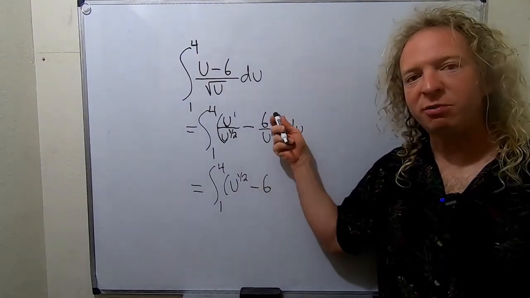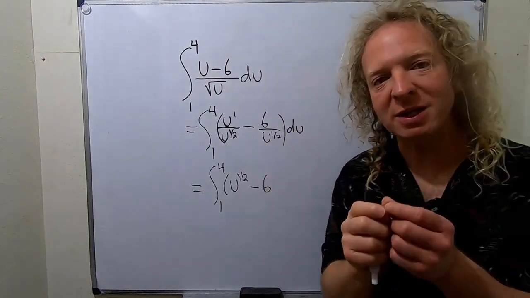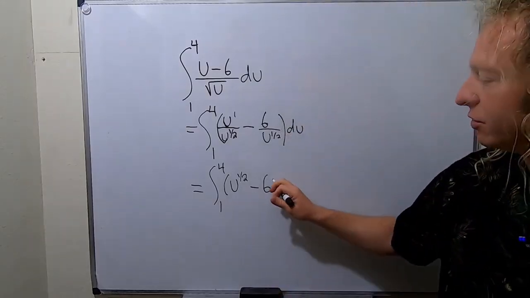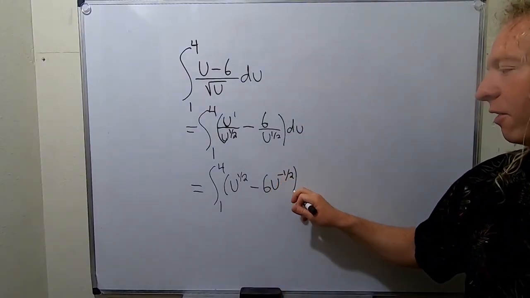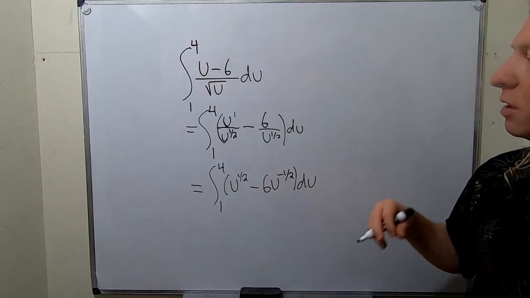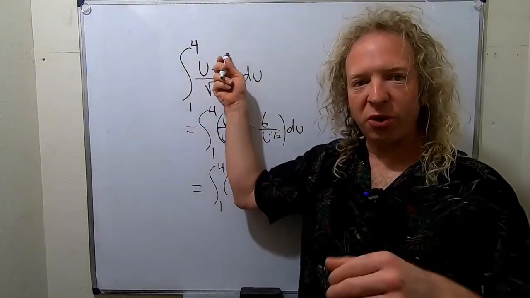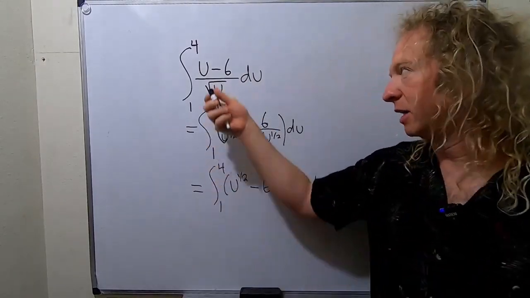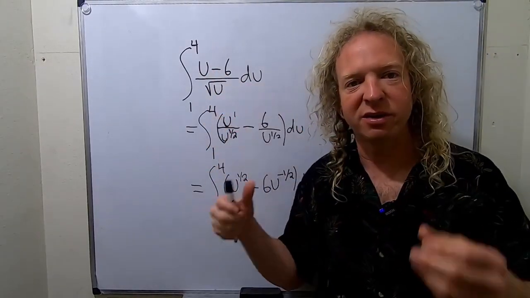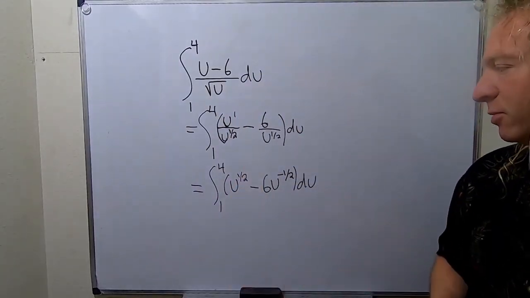Then you can take this and bring it up, and when you bring it up, the exponent becomes negative. So this is u to the negative 1 half, and then we have our du. Whenever you have two or three or more terms up top and a single term on the bottom, that should automatically come to mind: can you break it up using this strategy? It's super, super useful.